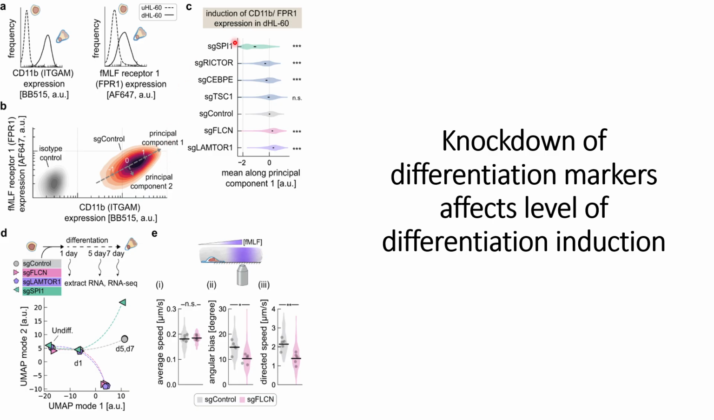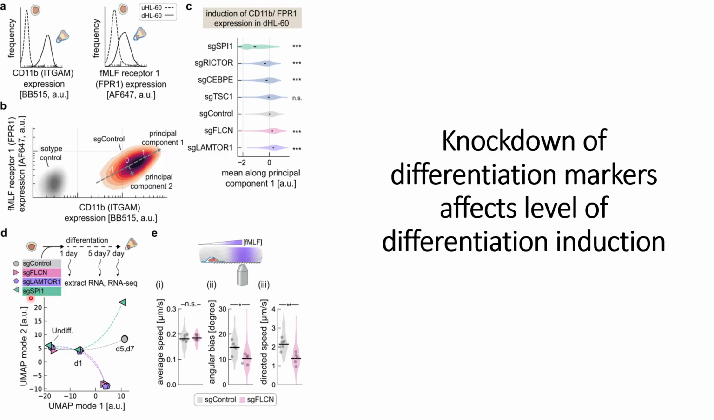And then they checked the mean along the principal component analysis along different guide RNA knockdowns, and they found that with the SPL1 knockdown and CBPE knockdown, the differentiation induction level is low, because these are the markers for differentiation and these are knocked down. Whereas in the case where differentiation markers are not knocked down, that is FLCN and mTOR1, they see a high level of differentiation induction.